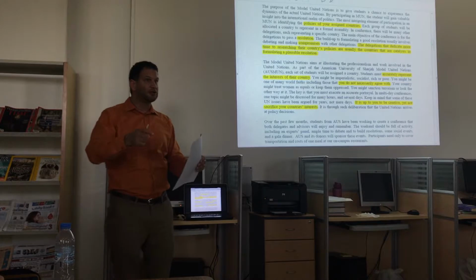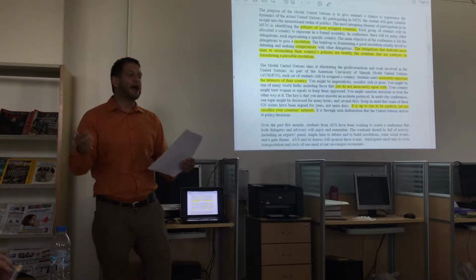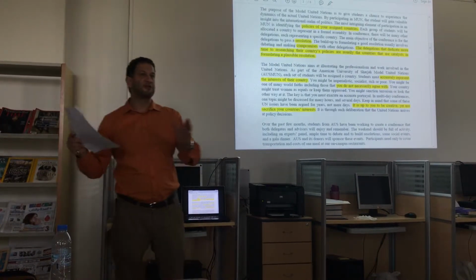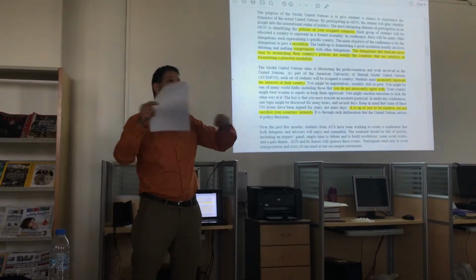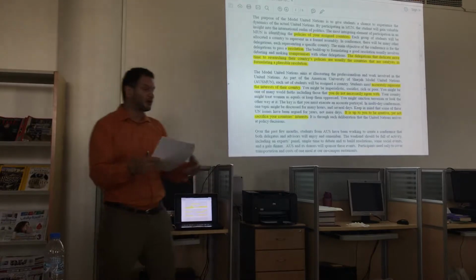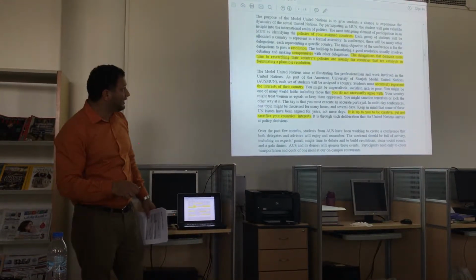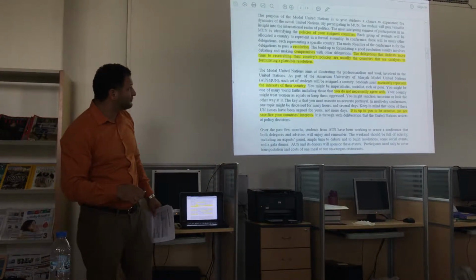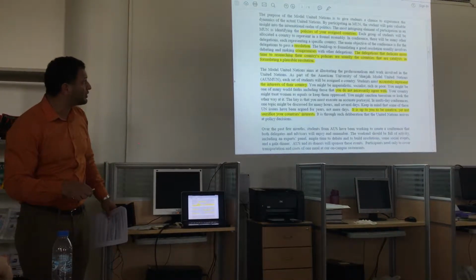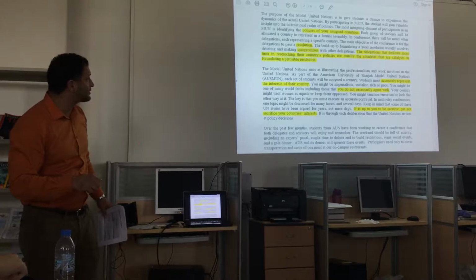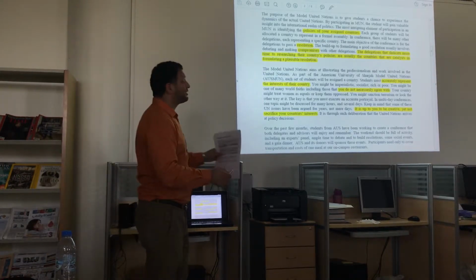Because it depends on the interest of other countries. You can't expect that everybody will care for the interest of your country, because they have interests as well. And your interests might clash, might overlap. Now, the delegations that dedicate more time to researching their country's policies are usually the countries that are catalysts in formulating a plausible solution.